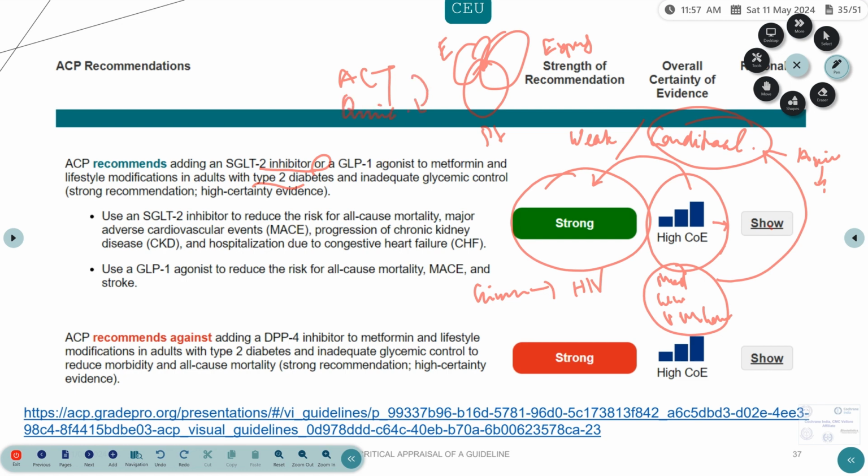But when there is a comparison between artemisinin combination therapy and quinine, there is high certainty of evidence to say that ACT is better than quinine. That is the evidence. And if you are going to make it a recommendation, yes, based on this you will have to make it a strong recommendation.